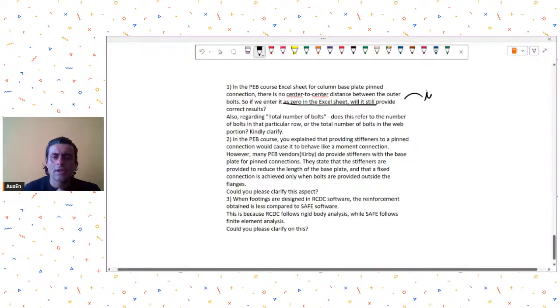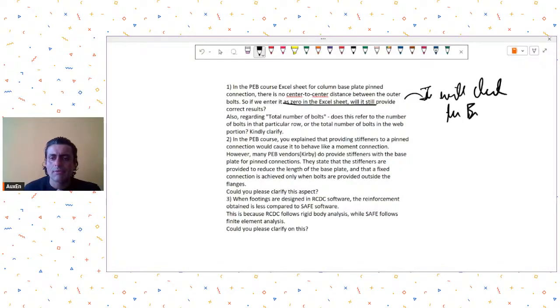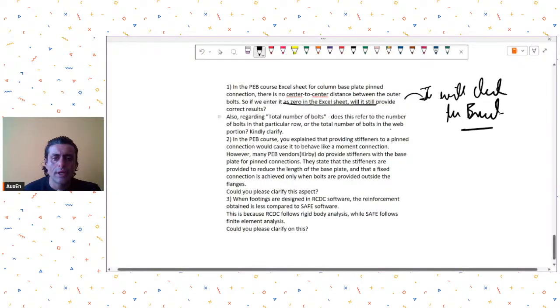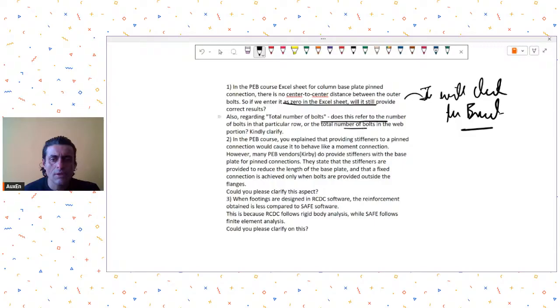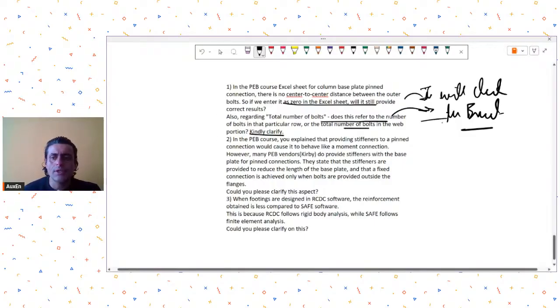Okay, I'll check and get back because I will have to check the Excel sheet. I am not able to remember it fully right now. Also regarding total number of bolts, does this refer to the number of bolts in that particular row or that? Okay, these 2 points, I'll have to go back and look in the Excel sheet.